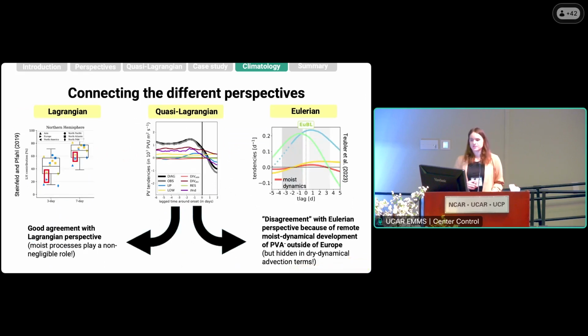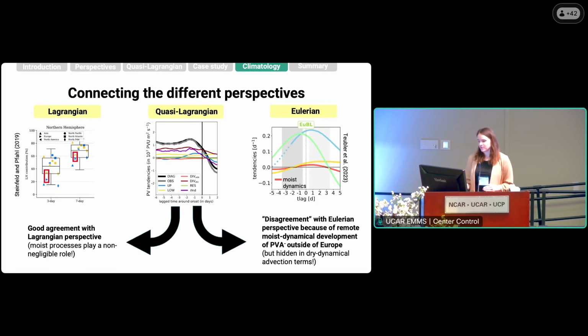Okay, so we had some insights now into the quasi-Lagrangian thinking, but how can we connect it to results from pure Lagrangian or pure Eulerian studies? So starting with the easier part, looking at the Lagrangian results, we can see a good agreement with the Lagrangian perspective. So we have a large share of trajectories that are heated from a Lagrangian perspective, and we can see from the quasi-Lagrangian perspective that the dominant process is also a moist contribution. So we have this good agreement. However, comparing it to the Eulerian part, we can see that there's a disagreement. But this is because of the remote moist dynamical development of the PV anomalies outside of Europe.